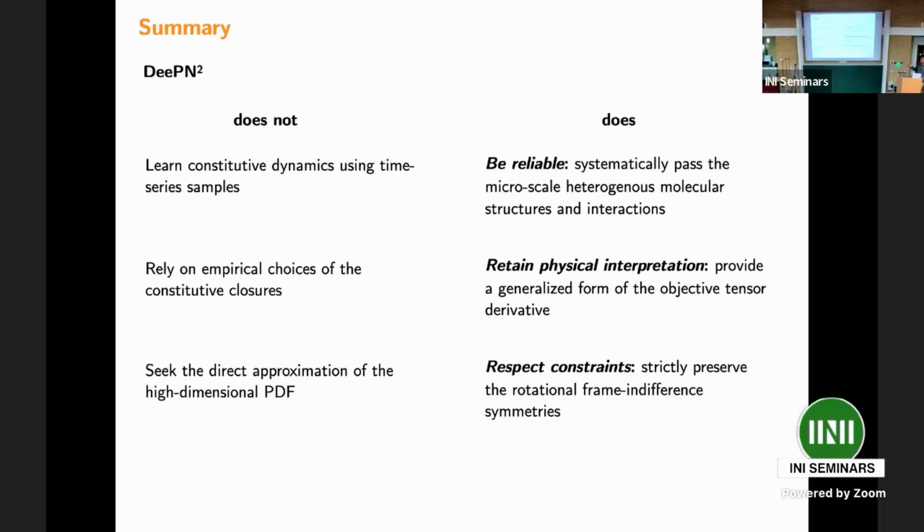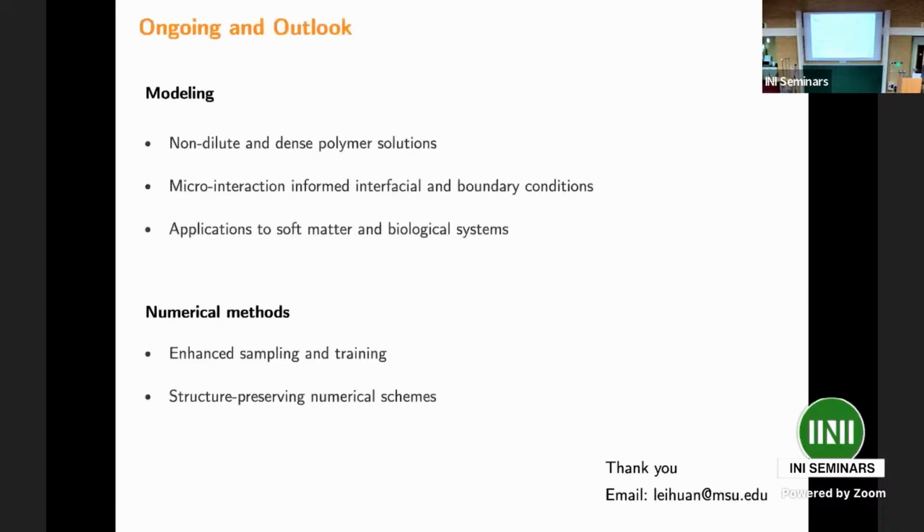On the other hand, I think the models are reliable and have the capability to systematically pass the microscale interactions to the macro scale, and provide a generalized form of objective tensors, but of course that depends on the definition of how you call it, and I think strictly preserve all the different symmetries. Okay, so I also want to mention some of the ongoing things, especially I'm interested in the non-dilute and dense polymer solutions, and also the application to soft matter and biological systems, and I look forward to the discussion with you. Thank you.